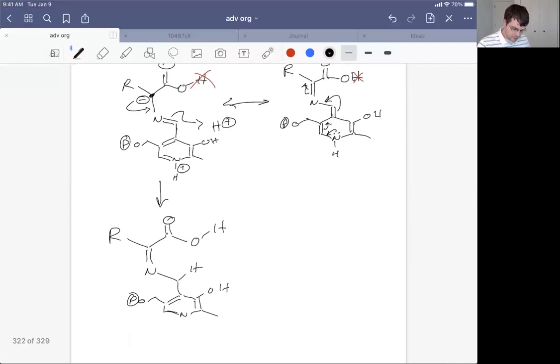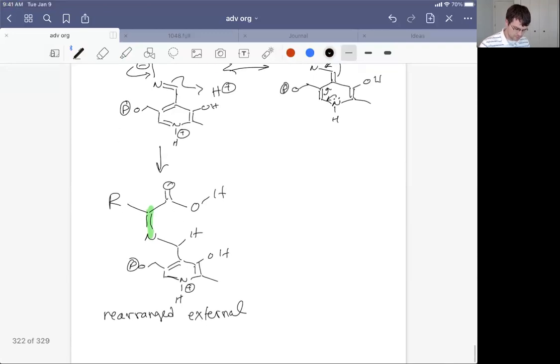All right, so when we do that, we put the H+ over on the right side, and we form a new imine. This is sort of like a rearranged external aldimine. Okay, so what this can do is simply react with water, and water can react with imines to make the amine again. This is the reverse reaction of what happens when an amine reacts with a carbonyl to form an imine.